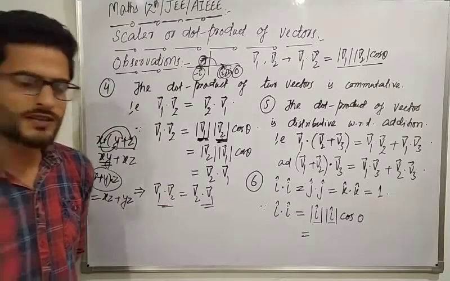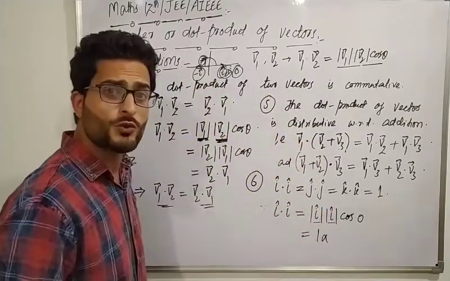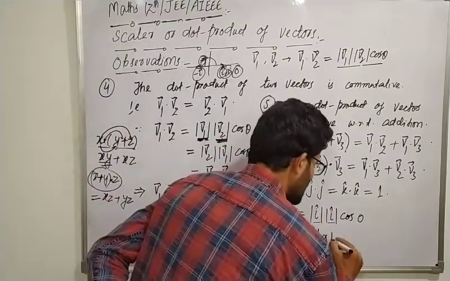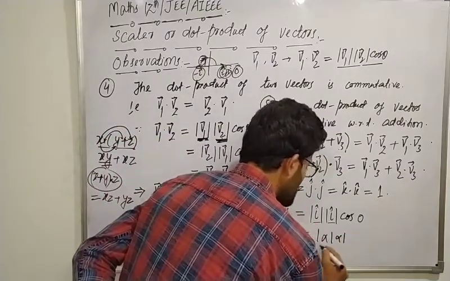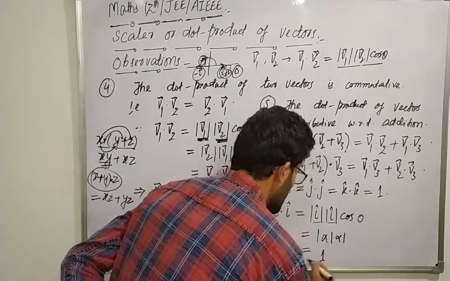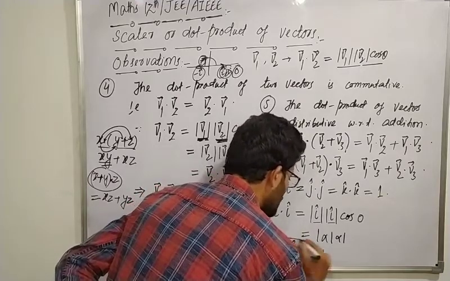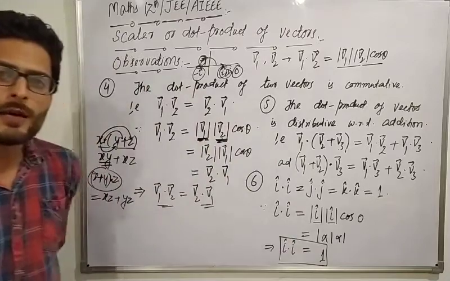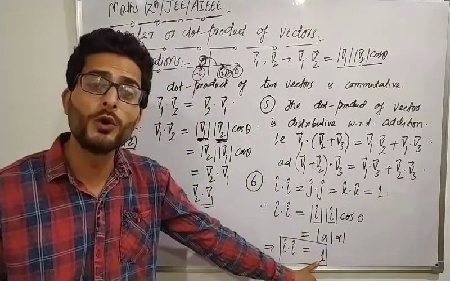Magnitude of i is a unit vector and its magnitude is always equal to 1. So 1 into, again, magnitude of a unit vector, that is 1 into cos 0, that's again equal to 1. 1 into 1 into 1 is equal to 1. So implies i dot i is equal to 1. The dot product of unit vector i cap with itself is always equal to 1.